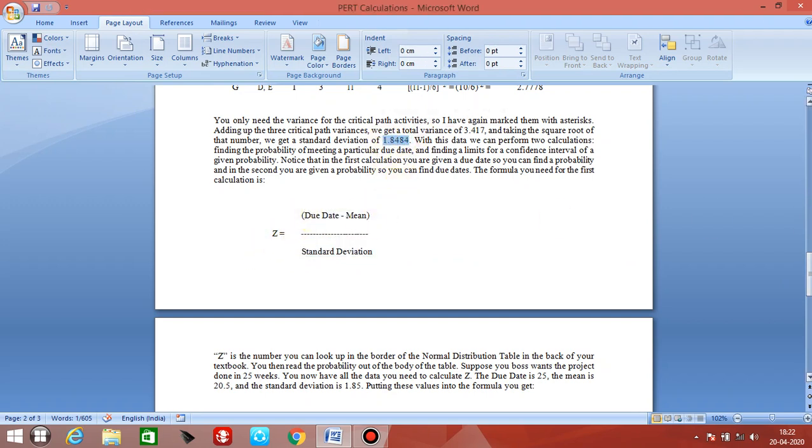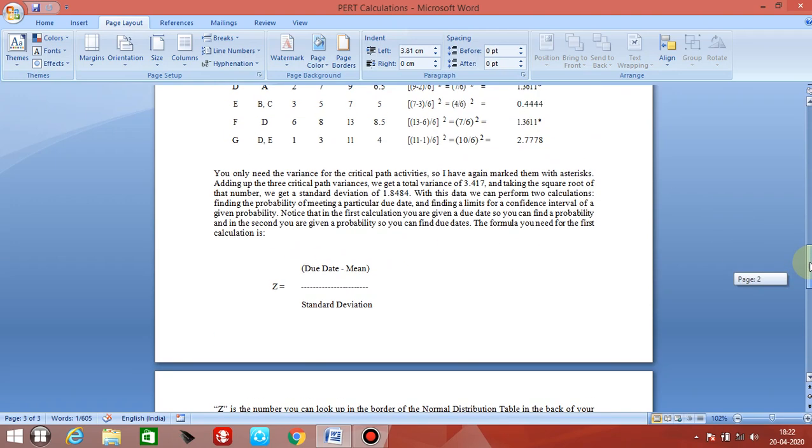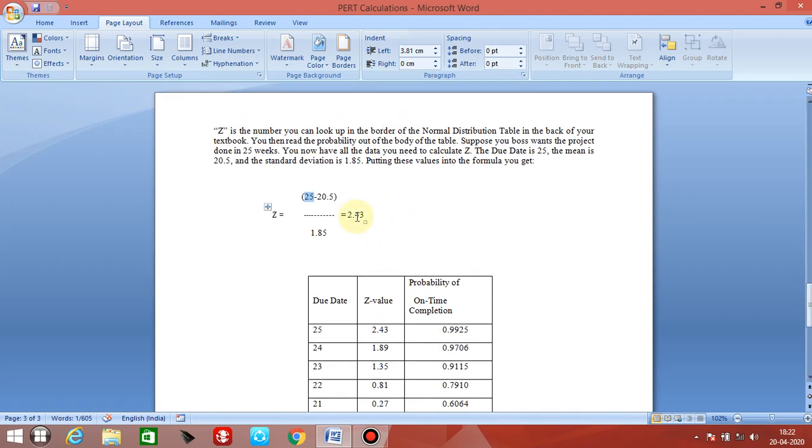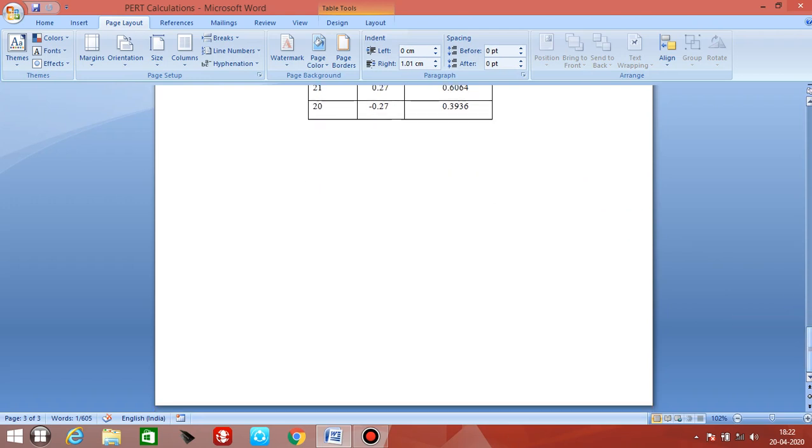Now the due date, as I have said, will be given in the question. Say 25. So Z equals how much? 25 minus 20.5 divided by 1.85. I have rounded up the standard deviation. So we are getting 2.43. Now what is the probability for Z equal to 2.43? That probability is 0.9925. So what will be your answer?